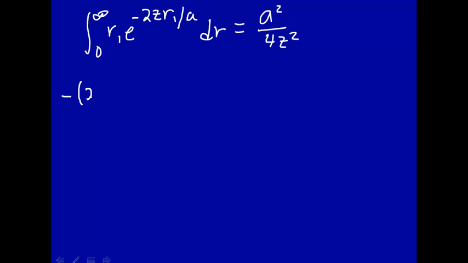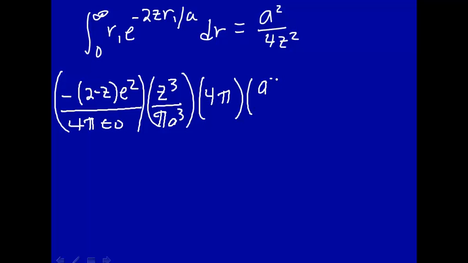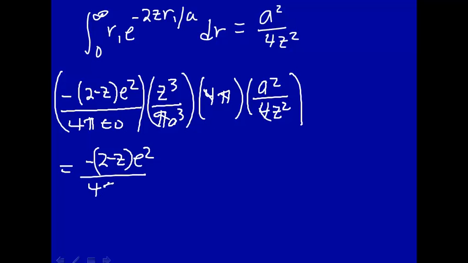So we have minus 2 minus z e squared over 4 pi epsilon naught. That's one set of constants. Another set was z cubed over pi a cubed. This is the integral right here, times 4 pi times a squared over 4z squared. All right, so look at these things that start to cancel out. That 4 goes away, the pi goes away. We got an a squared, z squared, so the whole integral is equal to minus 2 minus z e squared over 4 pi epsilon naught, and this is just z over a. A lot of work for that.